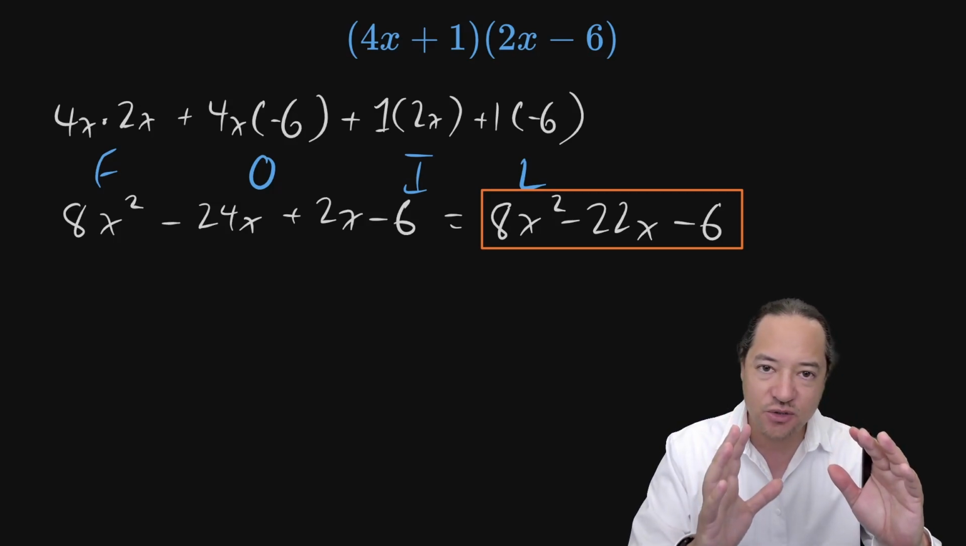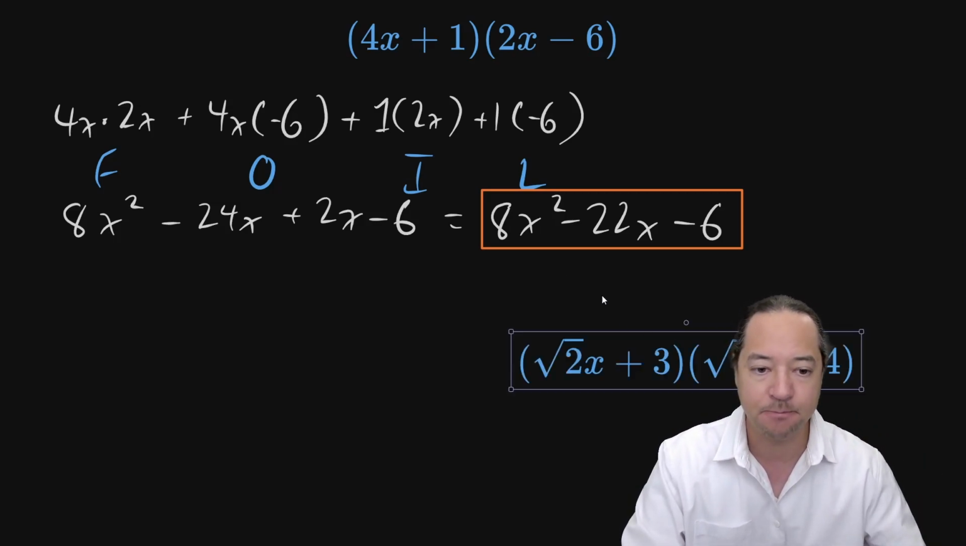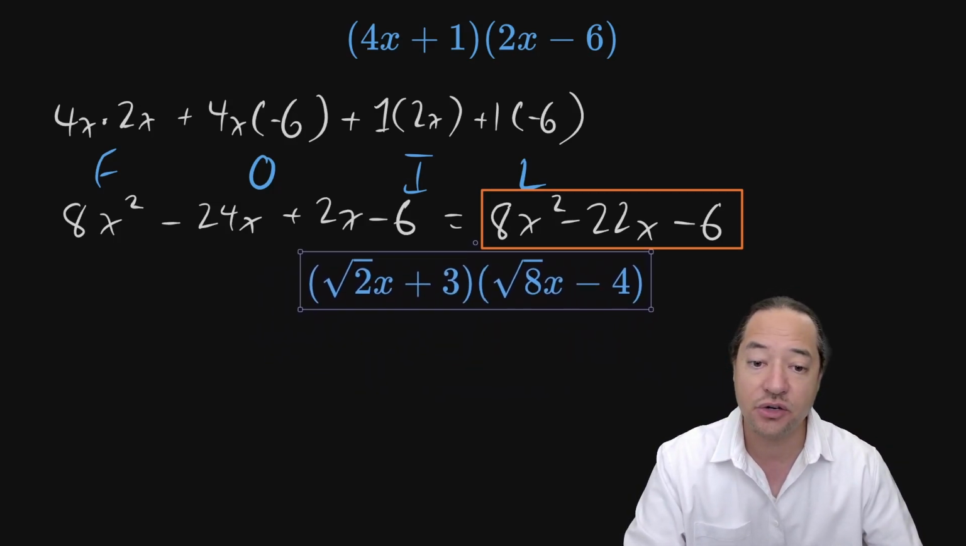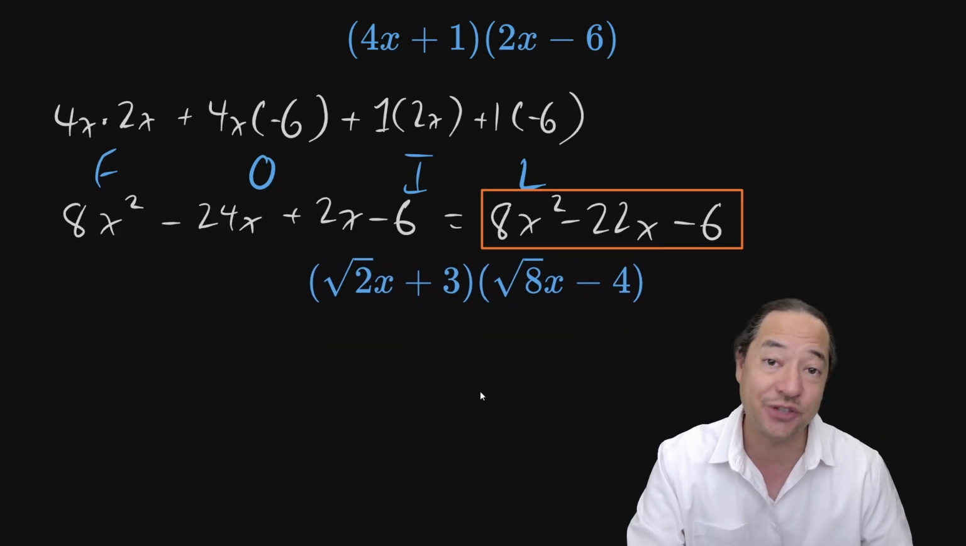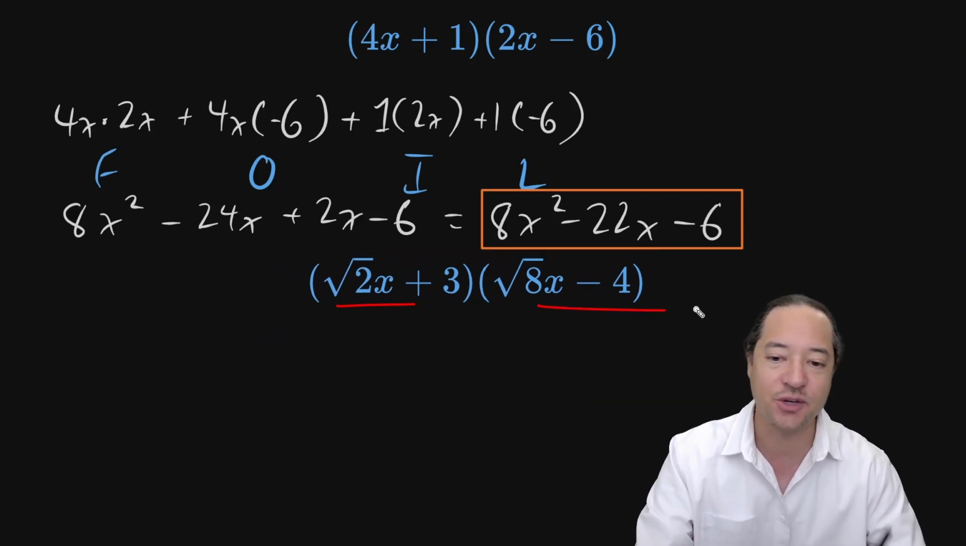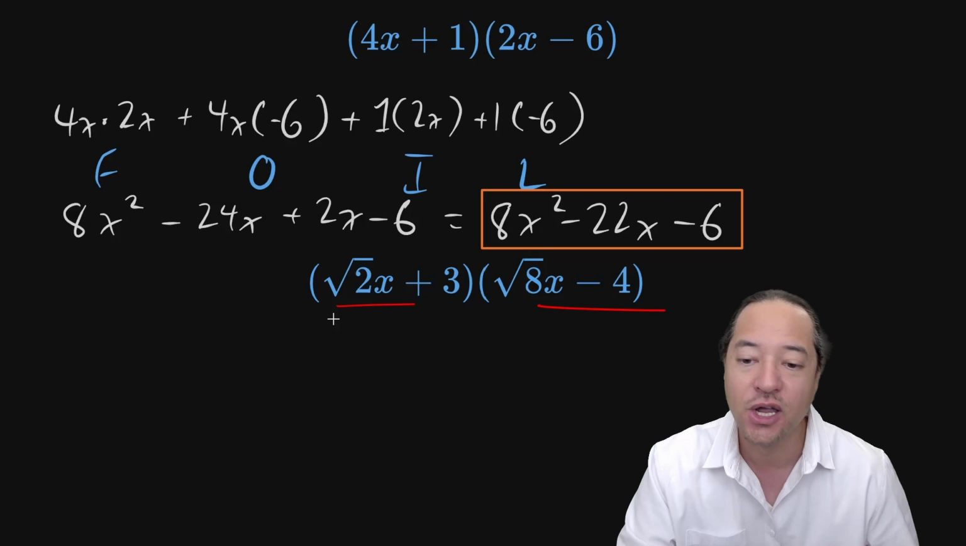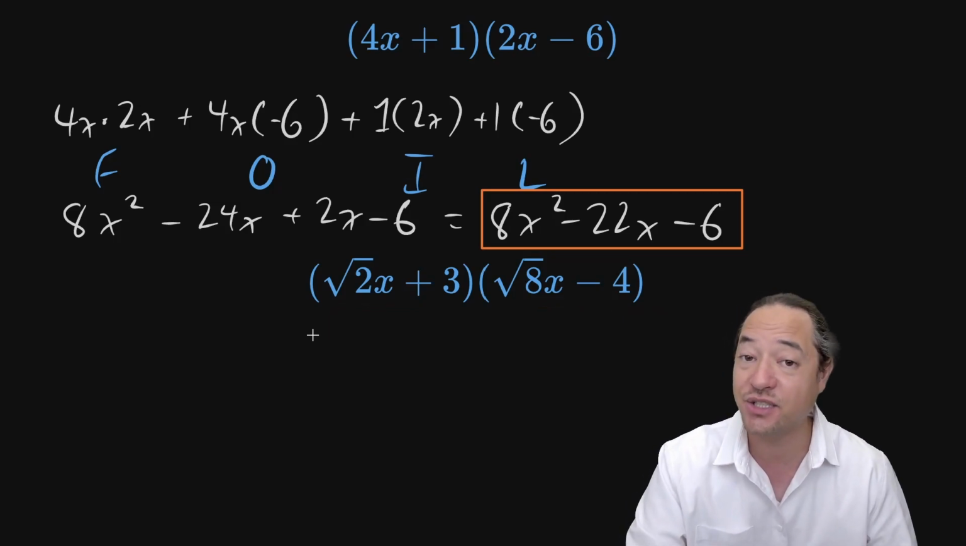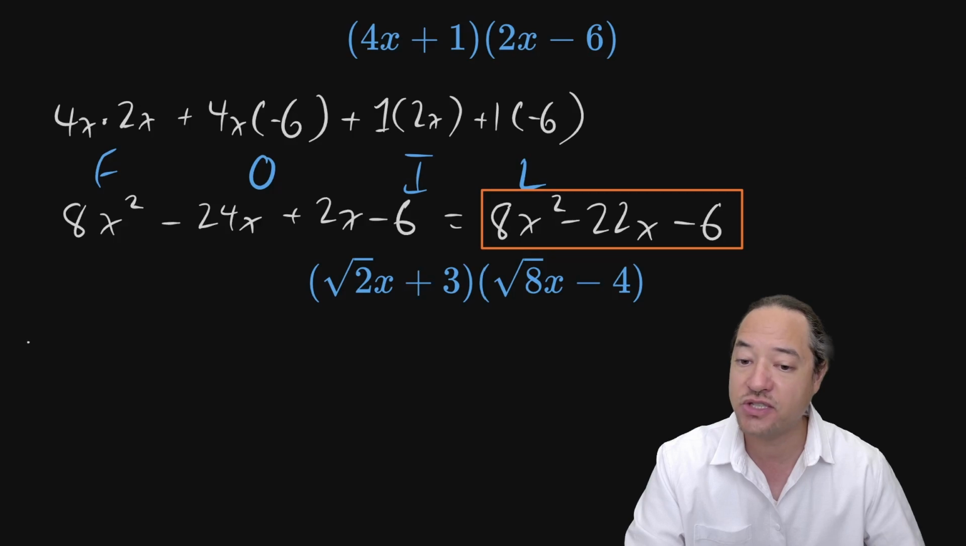Okay, let's try another one, a little more interesting maybe. So here we have another set of two binomials that we're going to multiply together, but we've got some radicals involved. So let's remember our rules on how to deal with radicals. So once again, we're going to have the first times the first. That'll be a root 2x times root 8x.